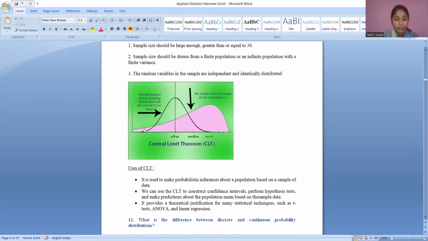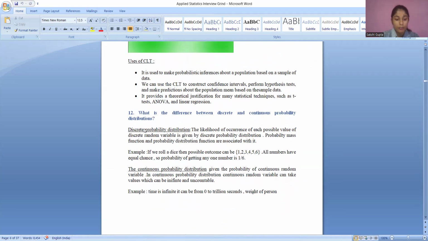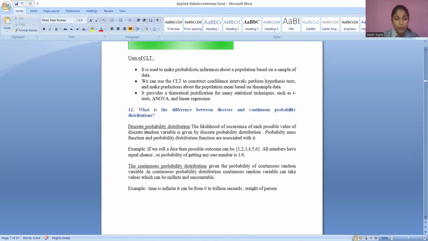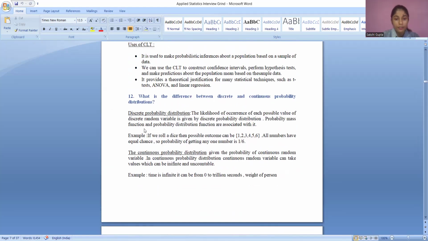Now moving to the next question. This is our fourth question. What is the difference between discrete and continuous probability distribution?